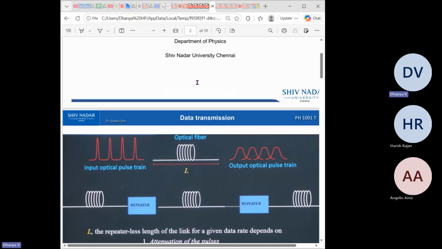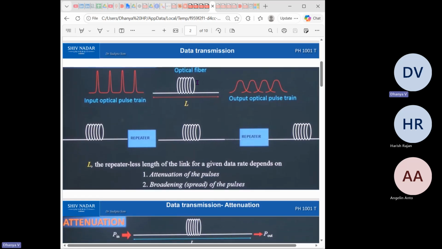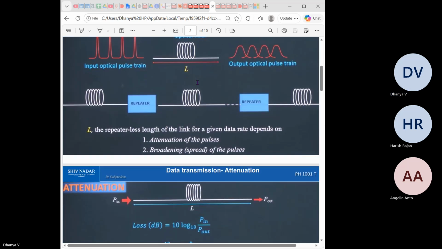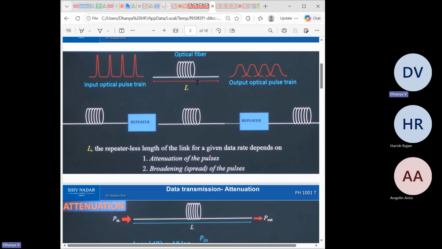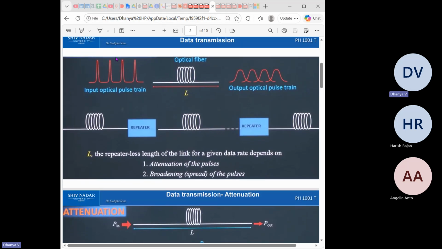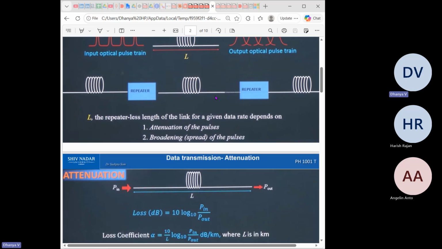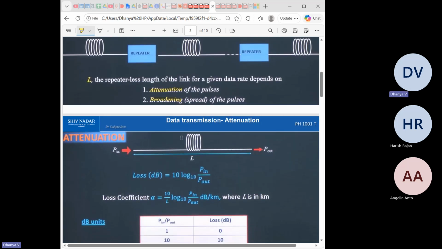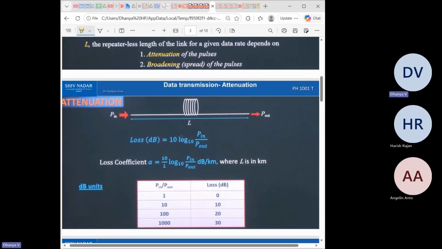So we'll move on to the next part. Okay, so the data transmission. When there is some amount of data, we saw how to optimize the transmission of data. However we try to optimize, there will be some amount of loss that we can expect. That is mainly your attenuation loss and then your broadening of the pulses. There's also dispersion. We'll deal with everything one by one.